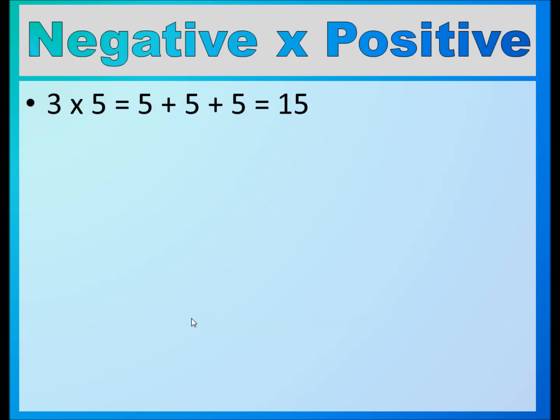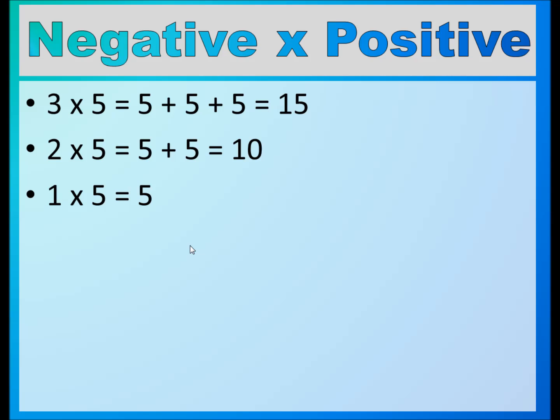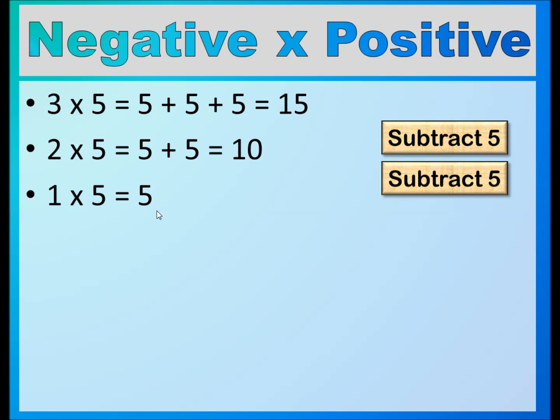So we already know that 3 times 5 is equal to 5 plus 5 plus 5. So we have 3 5s, and we are using repeating addition, and that is equal to 15. 2 times 5 is equal to 5 plus 5, which is equal to 10. 1 times 5, we have 1 5, and that will end up with a total of just 5. So let's try to see the pattern so we can move further down. To get from 15 to 10, you subtract 5. To get from 10 to 5, you subtract 5.